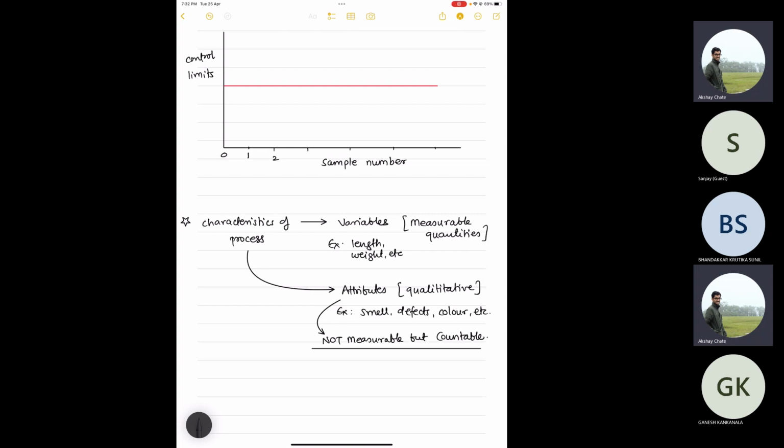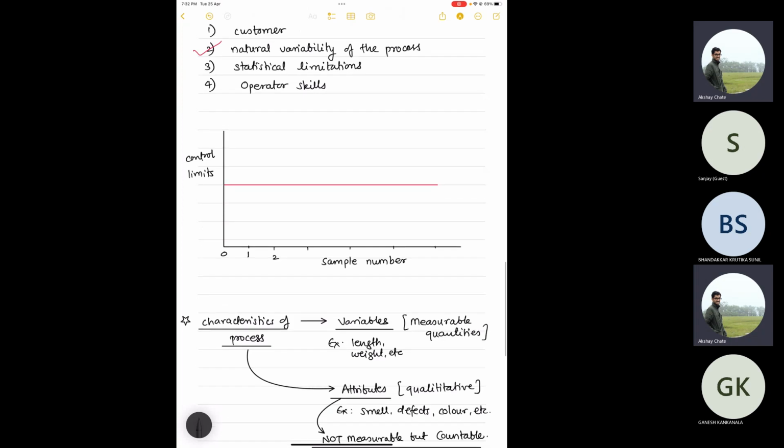Now you have to choose whether you want to do the controlling using any variable or any attribute. You can choose a variable or an attribute. There is nothing wrong in that. It all depends on what process you follow or what is the nature of the process that you are observing.